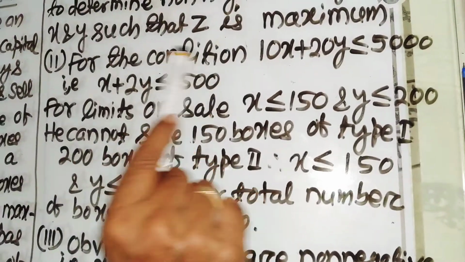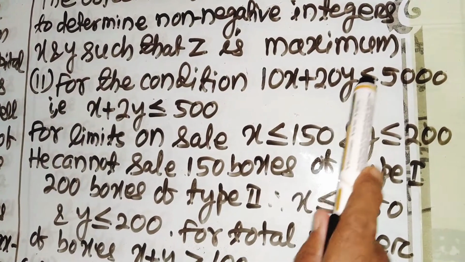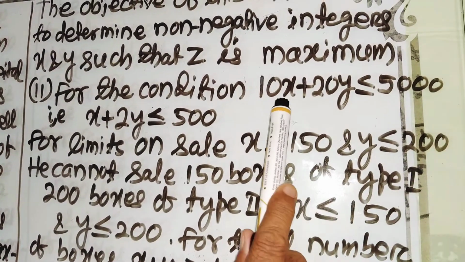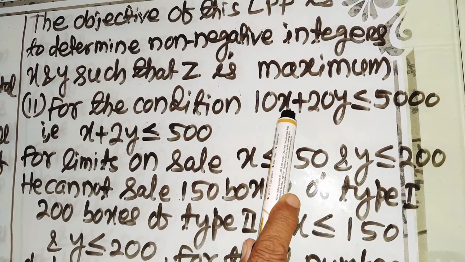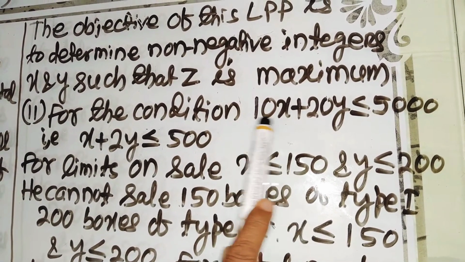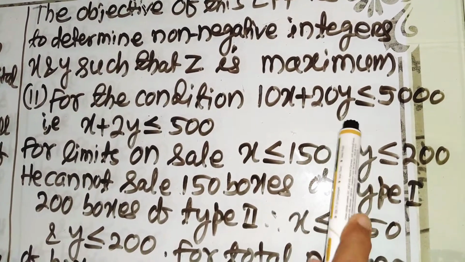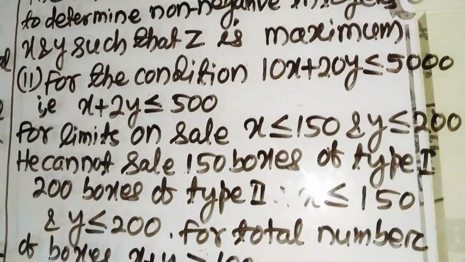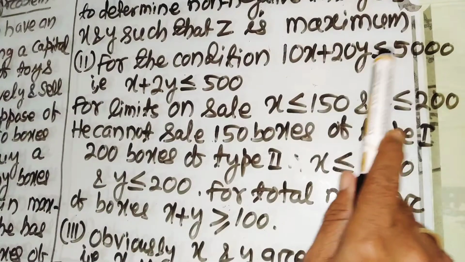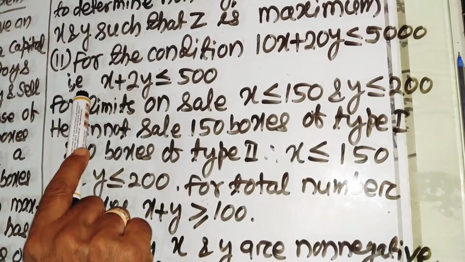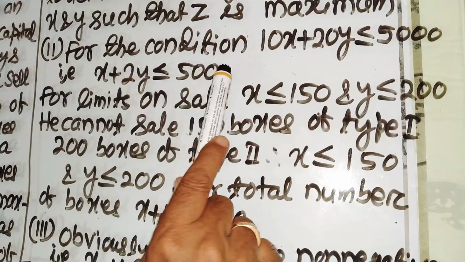Now the conditions. For the condition given, 10x plus 20y is less than or equal to 5,000. Per box he buys at rupees 10, so for x boxes of type 1 he spends 10x, and for y boxes 20y is less than or equal to 5,000, because he has only 5,000 with him. So 10x plus 20y is less than or equal to 5,000. Dividing by 10, we have x plus 2y is less than or equal to 500.